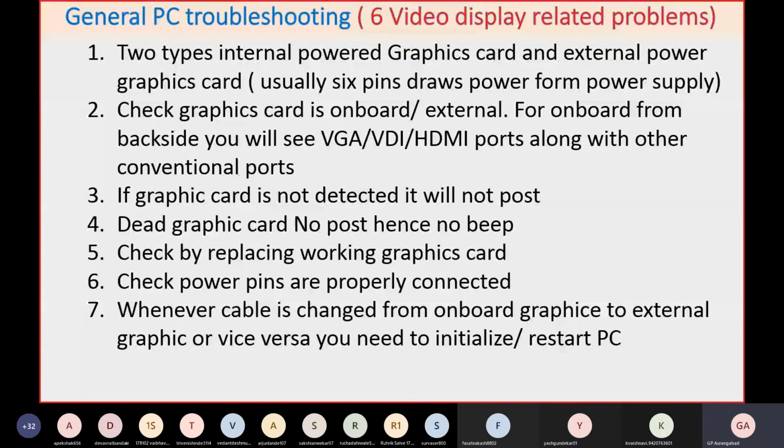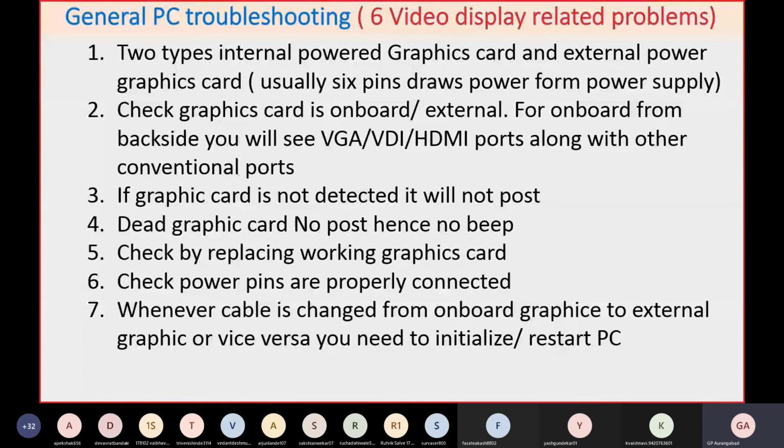Then check whether power pins are properly connected or not. Check whether the cable has been changed from onboard graphics to external graphics or vice versa. Then you need to initialize or restart the PC. Here, remember, if you have two graphics cards, the two graphics cards are not automatically initialized. I mean, you have one graphics card as well as a VGA port. And if you want to connect a monitor, you can remove it from the graphics card and connect it to VGA. If you try to see whether it is working, it will definitely not work because that is not initialized, or your computer BIOS or POST doesn't know which is actually the working card, or which one the cables are actually connected to and which is actually initialized.